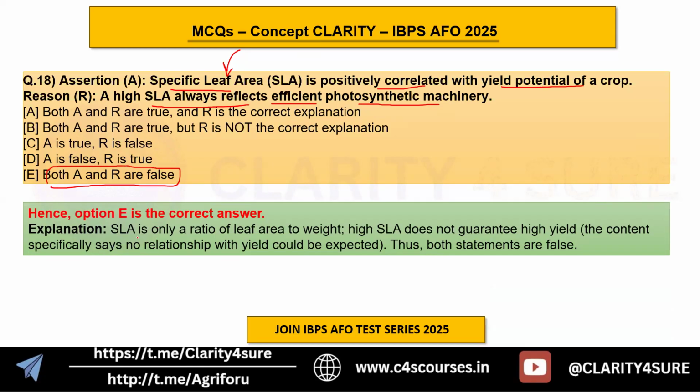Why? Because specific leaf area is only the ratio of leaf area to weight. And high SLA does not guarantee that a high yield would be there. The question specifically says that no relationship with the yield could be expected. Thus both the statements are false here. So I hope the PYQ question based on specific leaf area is clear for all of you.